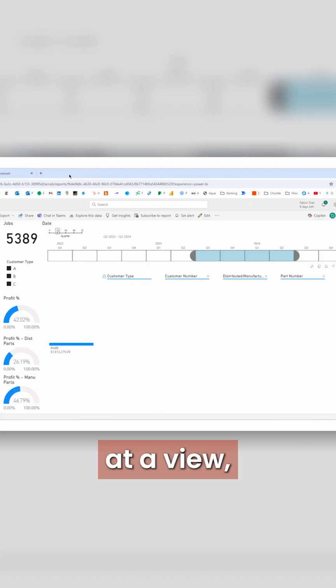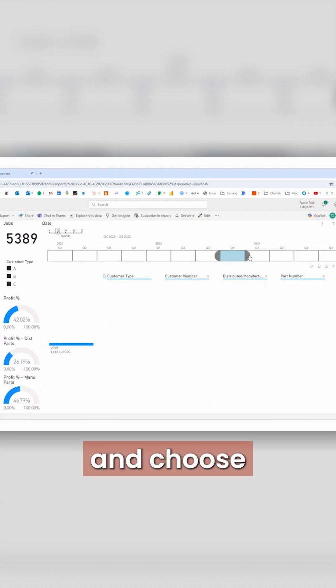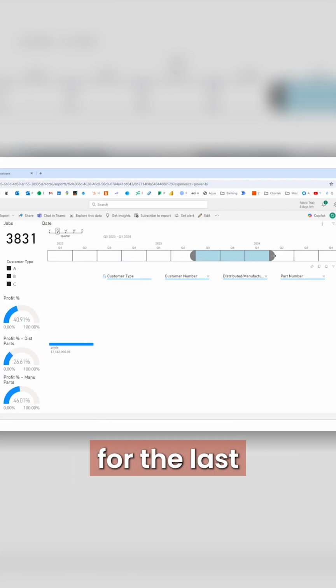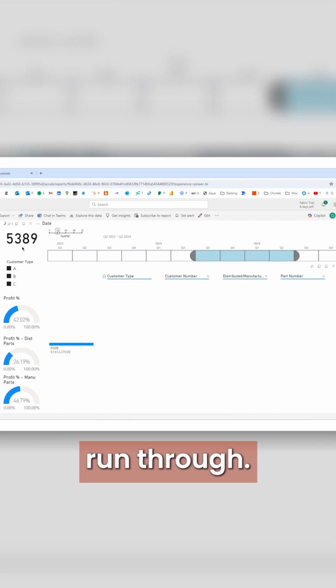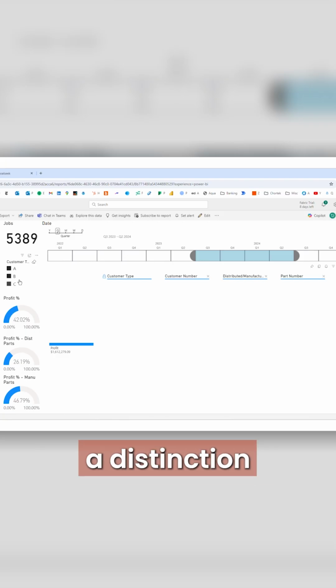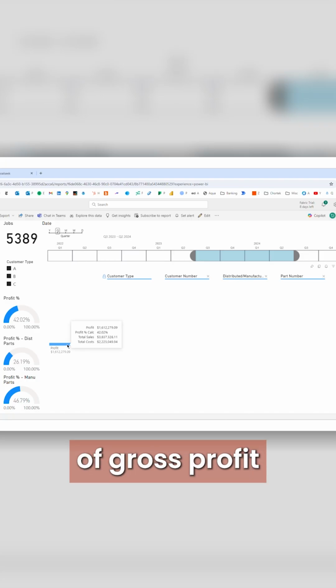So I'm looking at a view, a year's worth of production. I could pick and choose any period of time and I'd be able to analyze it, but I'm going to keep it for the last 12 months roughly. Shows me how many jobs have been run through. I've got some dials showing me a distinction of profitability. But basically we've got 1.6 million of gross profit over that period of time.